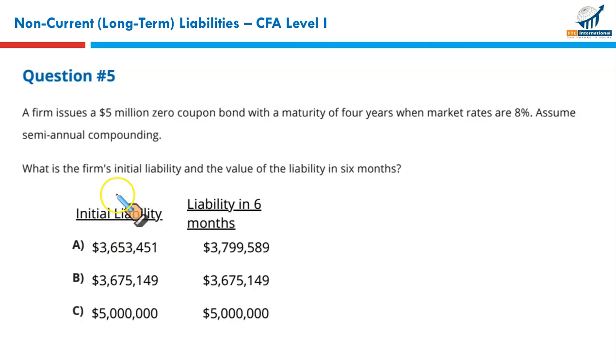Next, a firm issues a 5 million zero coupon bond with the maturity of 4 years when the market rates are 8%. Remember, it's a zero coupon bond, means the PMT would be 0, right? 8% is the market rate. This will be used for discounting purposes. Assume semi-annual compounding. What is the firm's initial liability, the present value of the bond at the start of the bond issue, and the value of liability in 6 months?